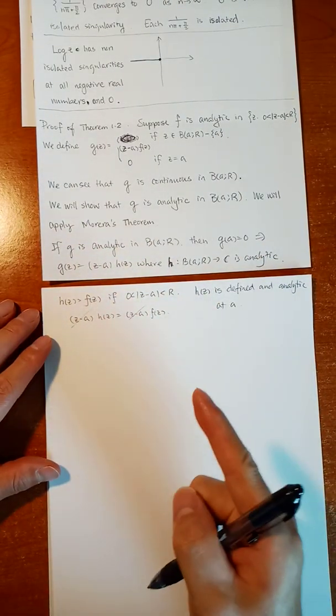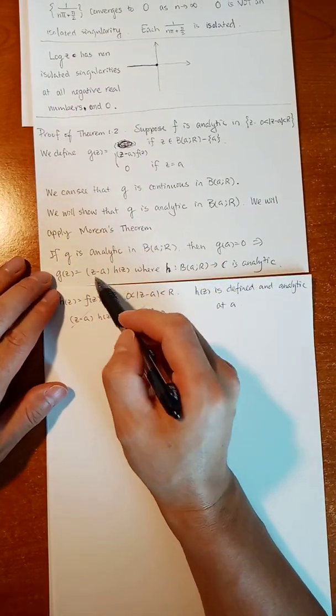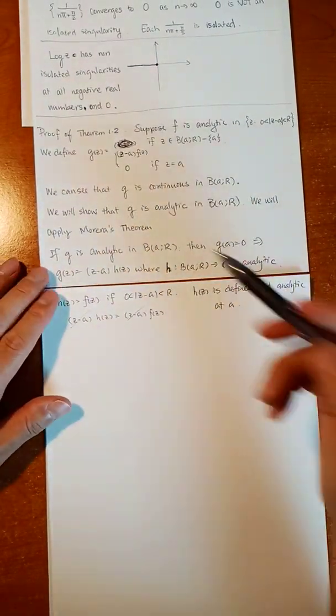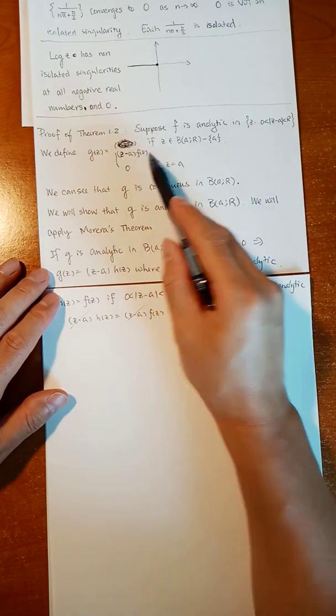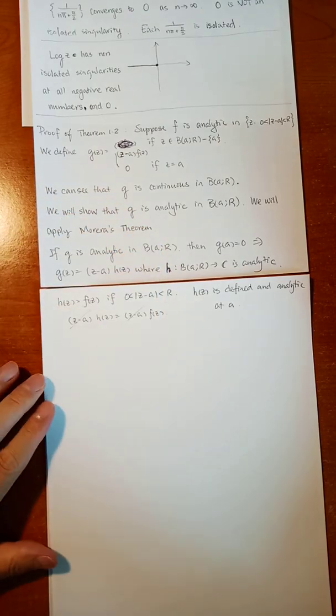We don't find the extension of f directly. We find the extension of z minus a times f. Okay, now let's apply Morera's theorem to show g is analytic.